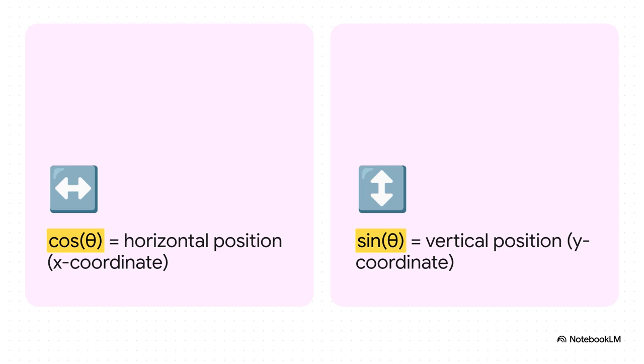And guys, that is literally all sine and cosine are. Cosine is just your horizontal position. It's your x-coordinate. And sine is simply your vertical position, your y-coordinate. That's it. They're just a complementary horizontal and vertical duo working together.